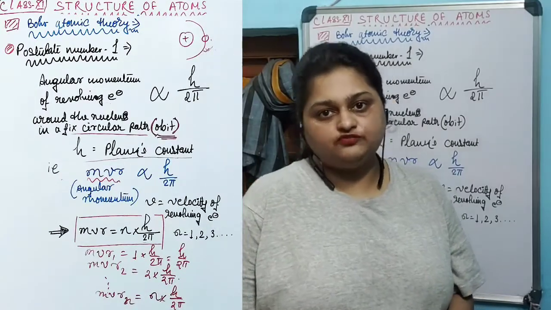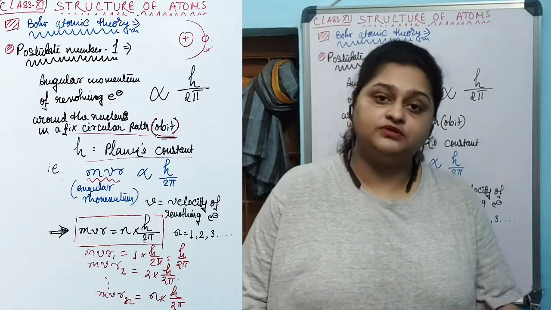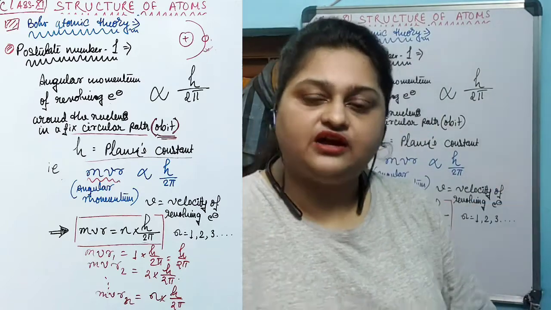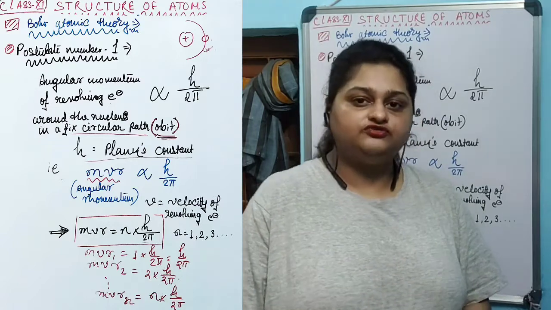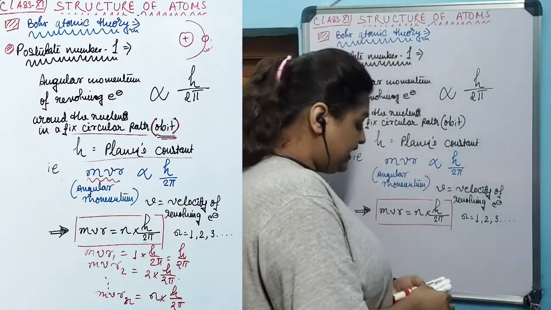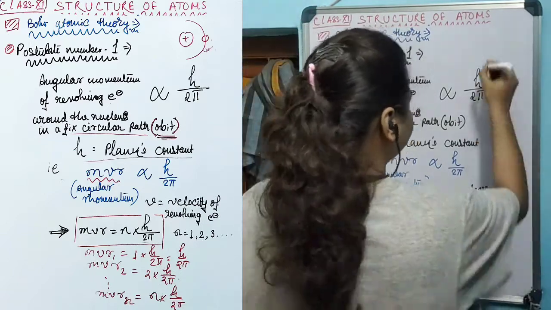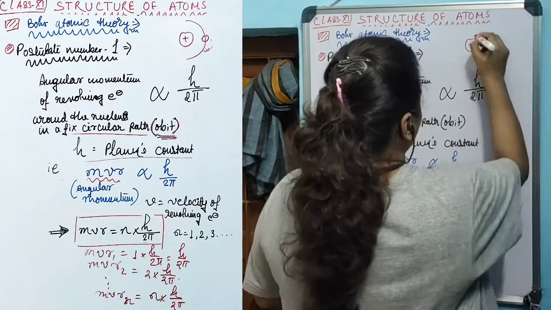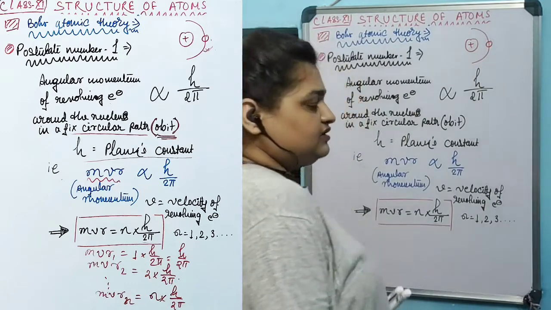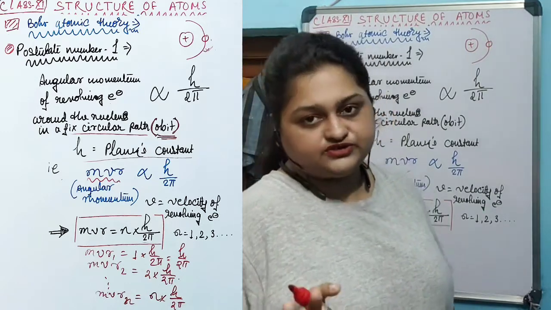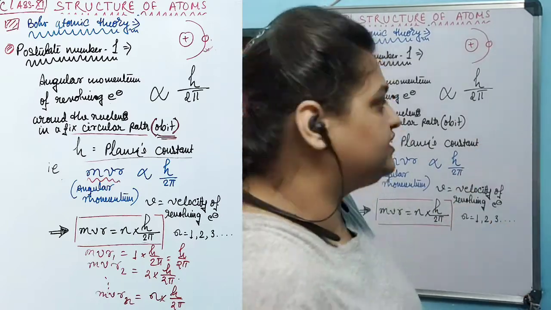After the establishment of Planck's quantum theory, scientist Bohr gave his own atomic model. He just modified Rutherford's atomic model by giving three postulates. The first postulate was that electrons revolve around the nucleus in a circular path. Supposedly, this is the nucleus, and in this circular path this electron is revolving. Now, this is Rutherford's atomic model too, in which electrons were revolving in a circular path around the nucleus.